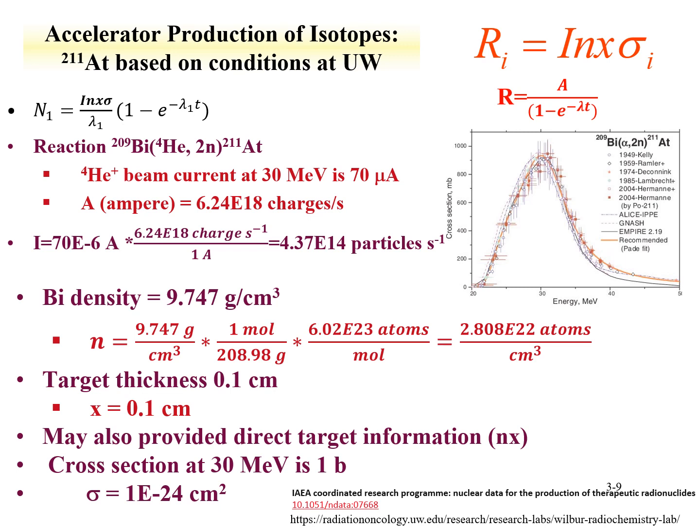The target thickness for this example will be 0.1 centimeter. So that's the value for X. For these calculations, the target information may be provided directly. For example, as opposed to providing the thickness and the density, one may be provided the number of atoms in the target or the mass of the target that is being bombarded. And the cross-section, again shown here, has a value of 1 barn. 1 barn is 1 times 10 to the minus 24 centimeter squared.